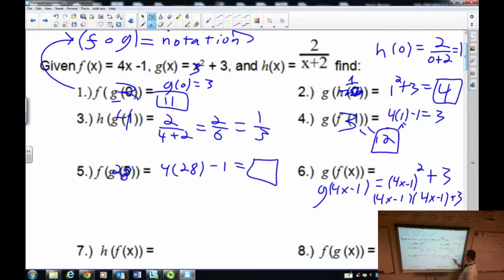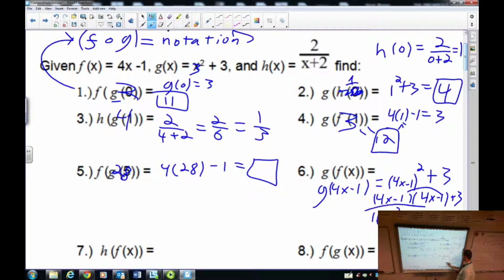So we're going to have to do 4x times 4x is 16x squared, minus 4x minus 4x is minus 8x. And the negative 1 times negative 1 is a positive 1. We're going to add that with that 3, and we're going to get a 4 there. The negative 1 times negative 1 is a positive 1, plus 3 is 4.